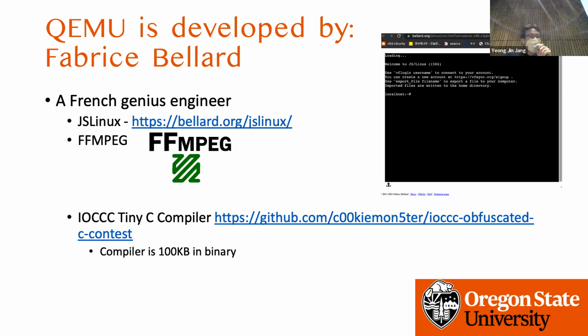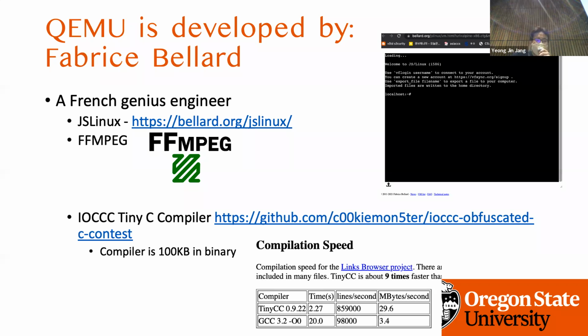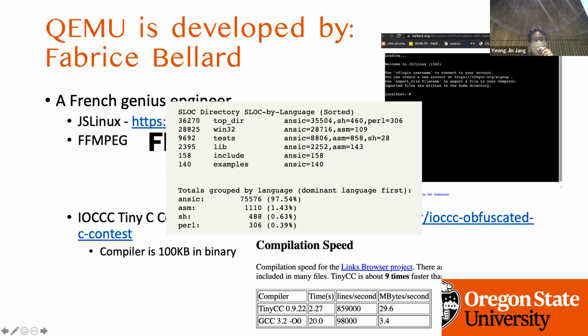And another thing, have you heard about the IOCCC? It's the International Obfuscated C Code Contest. It's something like weird C code, bragging about the eliteness of their coding skill. This guy implemented a 100 kilobyte compiler, and its compilation speed is around 9 times faster than GCC, which was the state-of-the-art compiler. That is 100 kilobytes in binary, and it comprises around 75 kilolines.